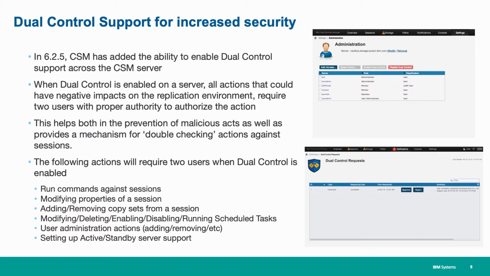Well, when you enable dual control on a server, all actions that could have any negative impacts, starting replication, reversing replication, adding, moving copies, all that stuff, requires two users with the proper level of access to authorize the action. So what does this do? This helps prevent not only malicious acts, so if you get a malicious internal user who wants to clobber the data, or maybe they want to try to create a lot of backups and safeguarded copy to overwrite any good data. It prevents them from doing that because another user has to approve it before it actually takes effect.